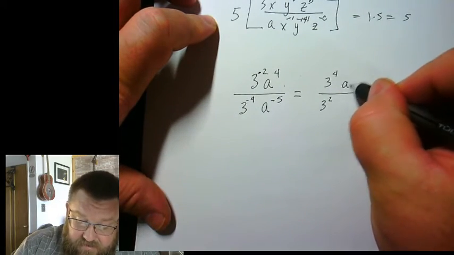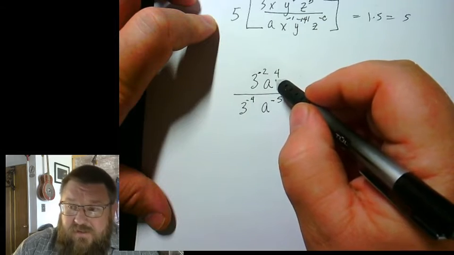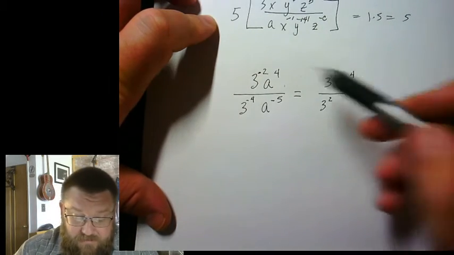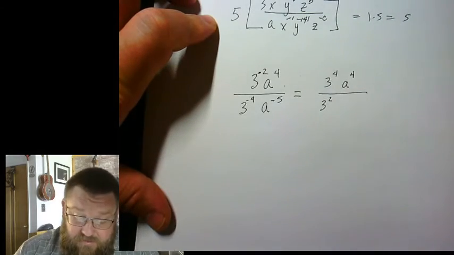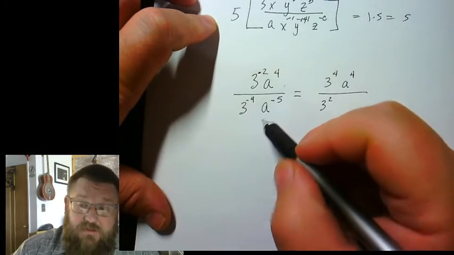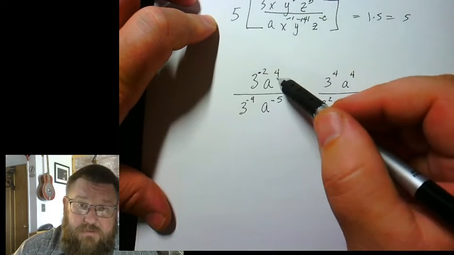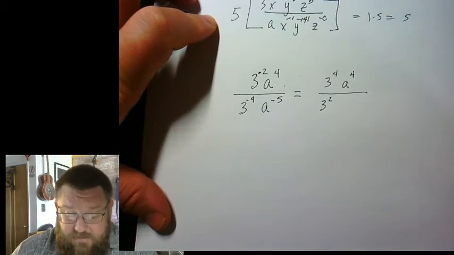Check these two out, though. See that a to the 4th? It's got a positive exponent. It stays right where it is. It doesn't matter if it's in the numerator, the top, or the denominator, the bottom. It has a positive exponent, so it stays. However, if you have a negative exponent, it's going to flip. It's going to switch. So if it's in the denominator, it goes to the top. If it's in the top already, it goes to the denominator back.